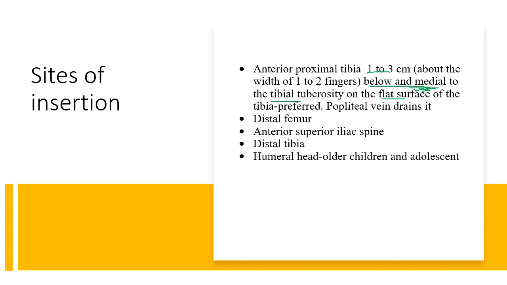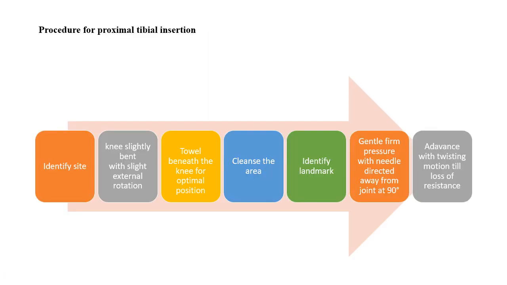All right. So if you insert it here, you end up in the popliteal veins, and the popliteal vein is going to provide an uncollapsible access to the rest of the venous system of the body. The other sites that can be used are distal femur, anterior superior iliac spine, distal tibia, and humeral head in older children and adolescents. Since tibial insertion is the most common procedure that we do, I'll just run you through it shortly. Identify the site.